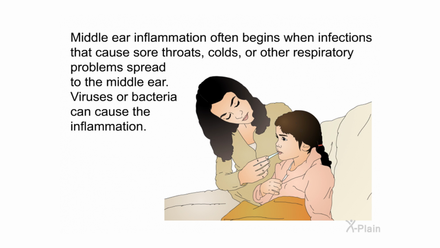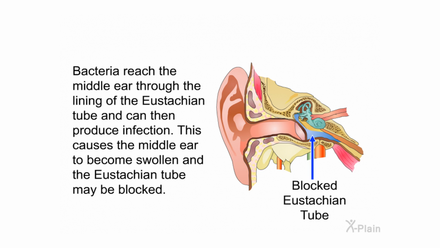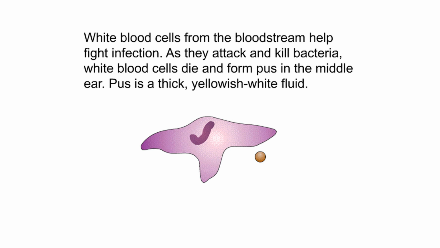Middle ear inflammation often begins when infections that cause sore throats, colds, or other respiratory problems spread to the middle ear. Viruses or bacteria can cause the inflammation. Bacteria reach the middle ear through the lining of the eustachian tube and can then produce infection. This causes the middle ear to become swollen, and the eustachian tube may be blocked.